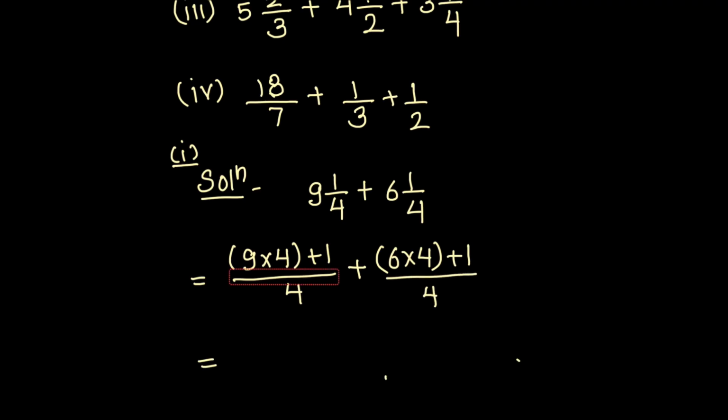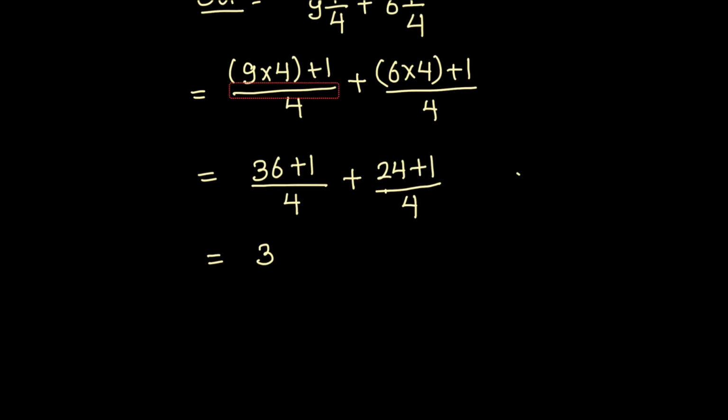So 9 times 4 is 36. So that's 36 plus 1 divided by 4, plus 6 times 4 is 24, 24 plus 1 divided by 4. 36 plus 1 is 37, so that's 37 upon 4, plus 24 plus 1 is 25, 25 upon 4. We see that both the fractions have the same denominator of 4. So these are like fractions.